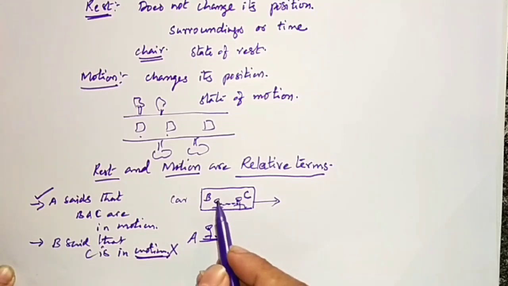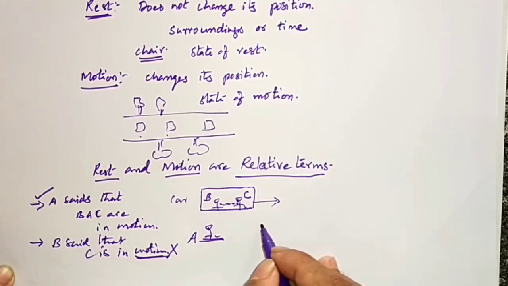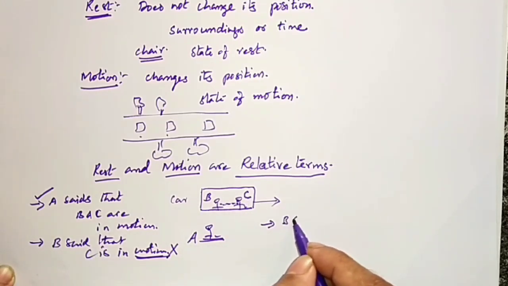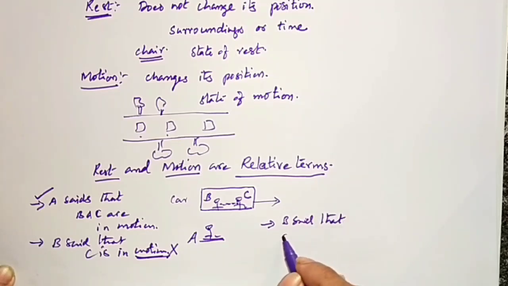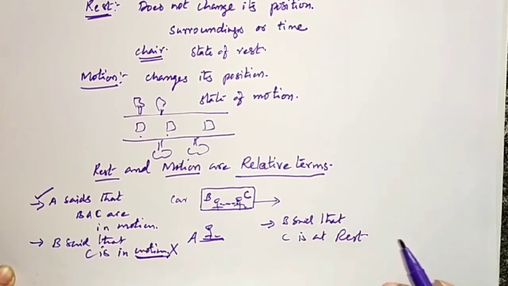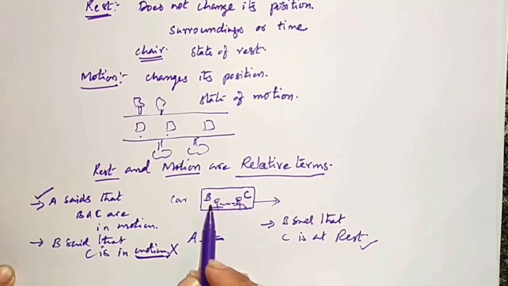Yes or no? So with respect to B, C is in motion. Now see another statement. B said that C is at rest. This is true. Yes or no? Because the distance between them is not changing. So with respect to B, C is at rest, or with respect to C, B is at rest.